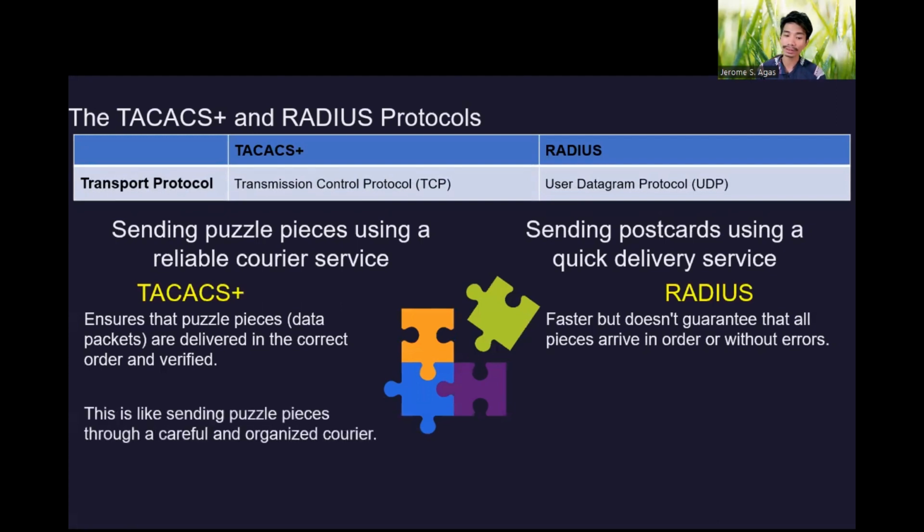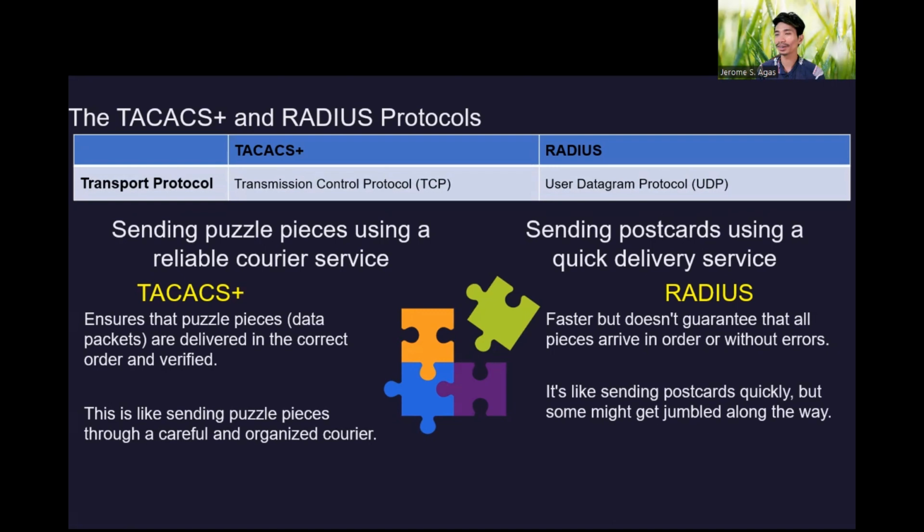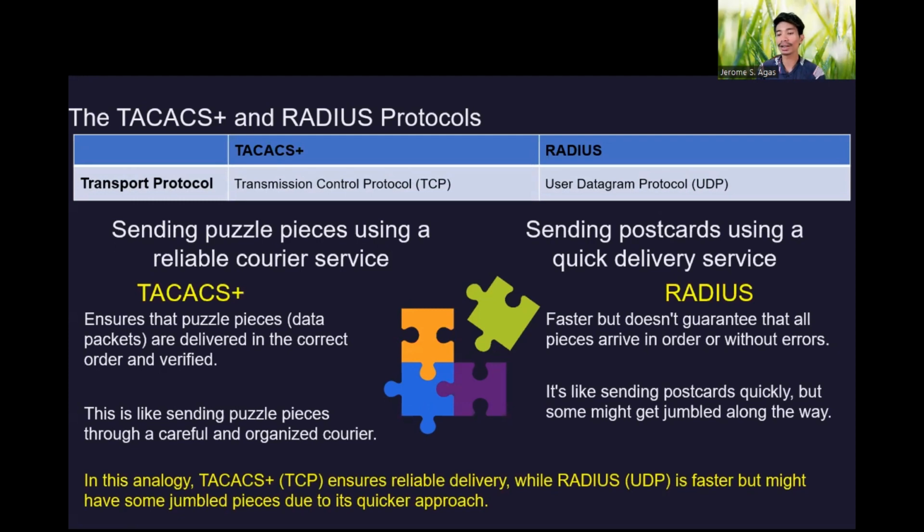Okay. So it's like sending puzzle pieces through a careful and organized courier. So it's just like a Lalamove. In the Philippines, they're system oriented. Like RADIUS is not. For example, you tell your neighbor, hey guys, try to send it to the other neighbor. So just like informal, there's no system at all. Okay. So in this analogy, TCP ensures reliable delivery, while UDP is faster but might have some jumbled pieces due to the quicker approach. So the faster you go, of course, the more chances you have of failing. Okay, so that's the transport protocol.